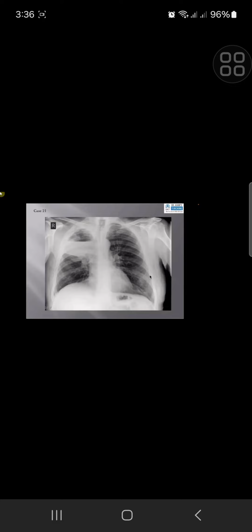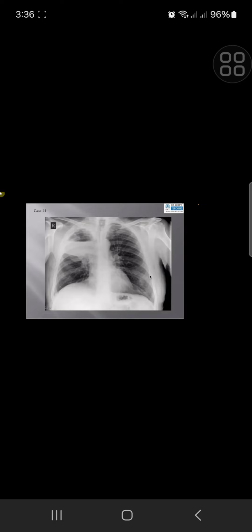Otherwise, I am not seeing any calcifications within. I am assessing the rest of the lung fields now. I don't see any abnormality in the rest of the lung fields, and assessing the hilum, I don't see any hilar enlargement, and the bony skeleton appears unremarkable as well.